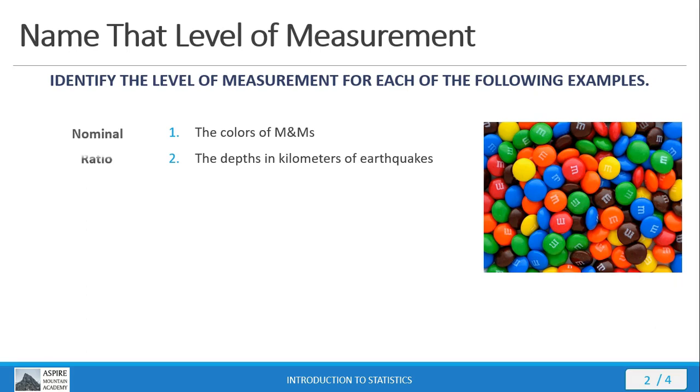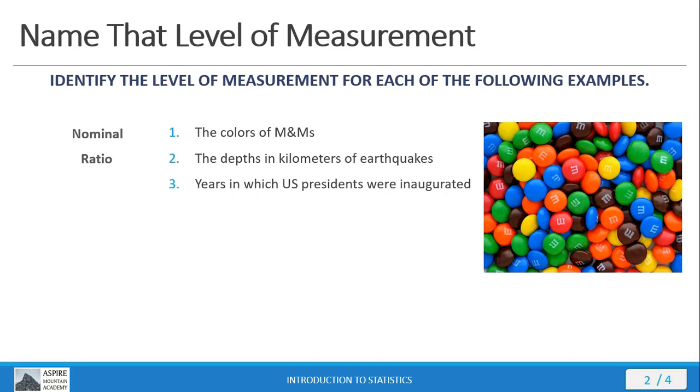Well, I hope you said ratio. Here you're measuring depths in kilometers, so you're measuring a distance. That means you have quantitative data, which in turn means you must have either interval or ratio data. What's the difference between interval and ratio data? Interval data have no natural zero point. Ratio data do. Is there a natural zero point with depth measurements? You bet there is. A data value of 0 here means there is 0 depth. So that makes this data set ratio data.